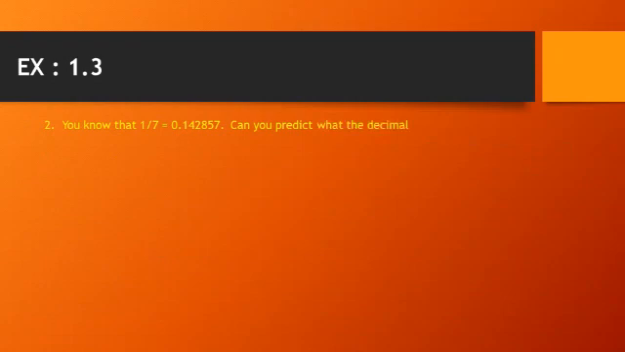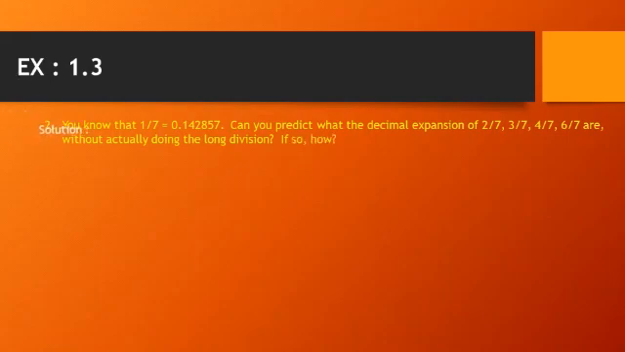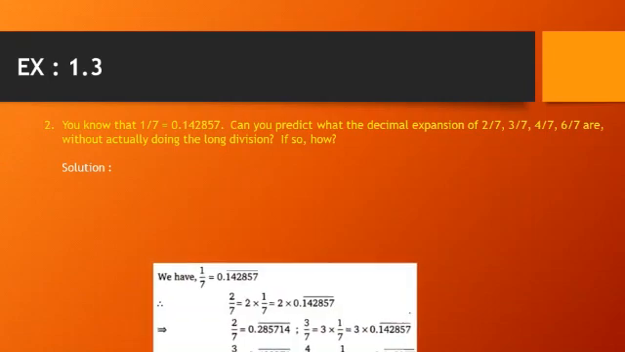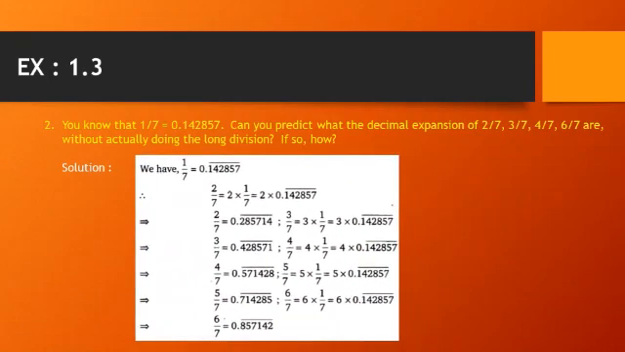Second question in exercise 1.3. You know that 1 by 7 is equal to 0.142857. Can you predict what the decimal expansion of 2 by 7, 3 by 7, 4 by 7, 5 by 7, 6 by 7 is without actually doing the long division? If so, how? Solution. Already in the question they gave the value of 1 by 7, which is equal to 0.142857.